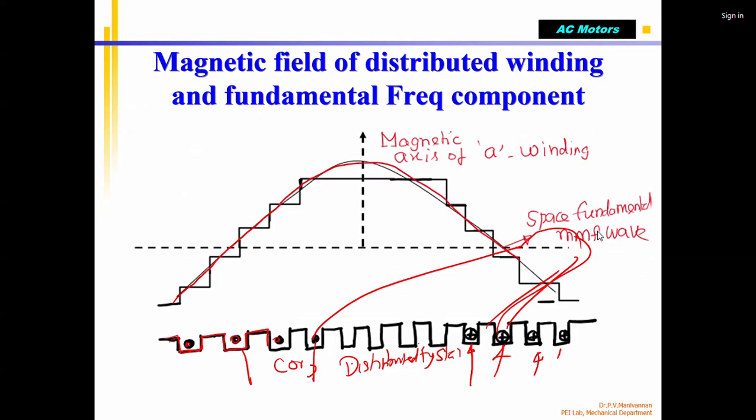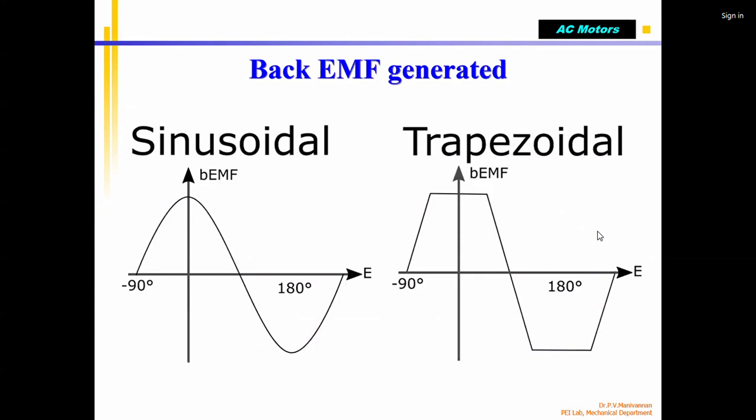This is called a distributed type winding. That is how the coil winding in the stator looks. As I told you, sinusoidal means the back EMF created by the distributed winding will be sinusoidal in nature. This one is trapezoidal in nature. This is for concentrated winding. This is for distributed winding.